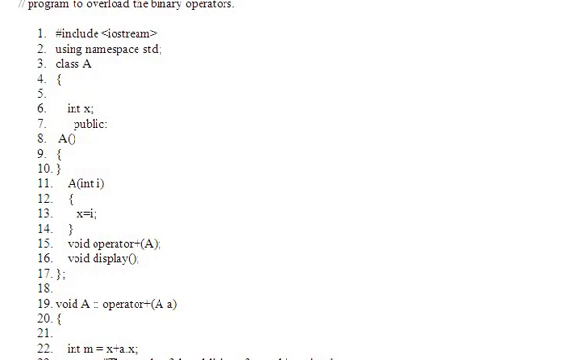In the earlier session, I explained that if you are overloading a binary operator, you need to explicitly pass one object as an argument. And look at line number 16, void display, it is also a declaration. So we have a class with two constructors and two functions. Those two functions are defined outside the class. Of course, you can define them inside the class also.